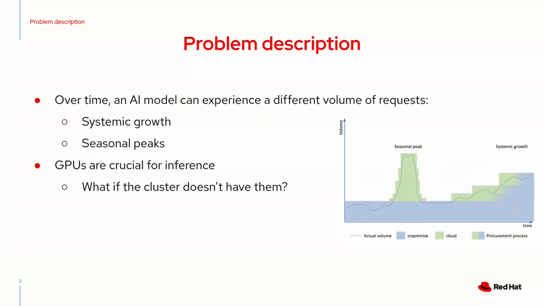For example, the model is initially running on CPU, and over time, as the requests gradually grow, we decide to switch to GPUs. Or what about the cluster not having enough GPUs? There might be a peak of requests and a single GPU is not enough to cope with them. So how do we solve this issue?